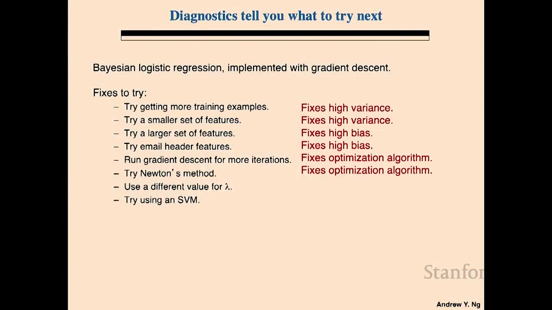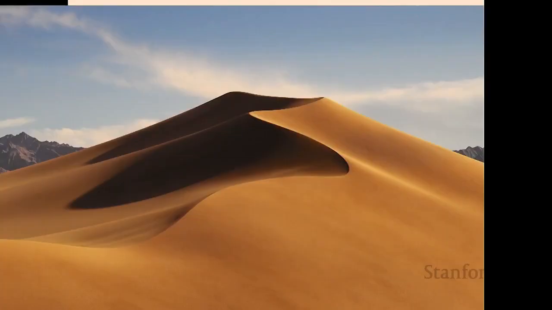Optimization algorithm, right? So Newton's method still looks at the same cost function J of theta, but in some cases it just optimizes it much more efficiently. This is a funny one. Usually you fiddle with lambda to trade off bias and variance, right? But this is one way to change the optimization objective. Although usually you change lambda to adjust bias and variance rather than this.